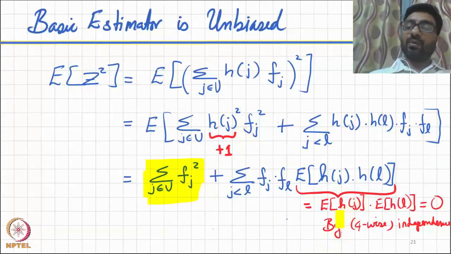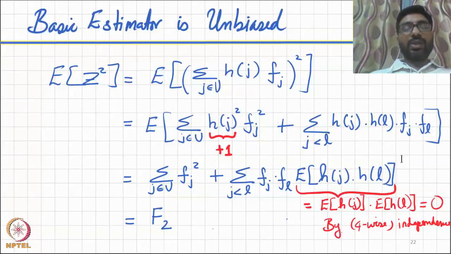But here's the interesting thing. Remember we have a strongly four-wise independent hash function here, and so hj and hl are independent of each other. So the expectation of their product can be written as the product of their expectations, but each hj on expectation is 0, because it's +1 with probability half and -1 with probability half. And as a result, the expectation of hj or hl, for that matter, is going to be equal to 0, and so this product ends up being a 0, which means that this entire term vanishes, and we're left with just F2. So this is pretty neat.